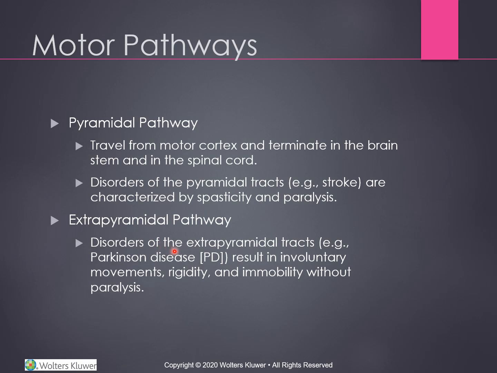There's another pathway called the extrapyramidal pathway, or the EPS. Disorders of the extrapyramidal tracts, things like Parkinson's disease, which we'll talk about in this presentation, result in involuntary movements or rigidity and immobility without paralysis. So instead of the movement problems being caused by paralysis, they're immobile because of usually rigidity issues that keep you from being able to move.